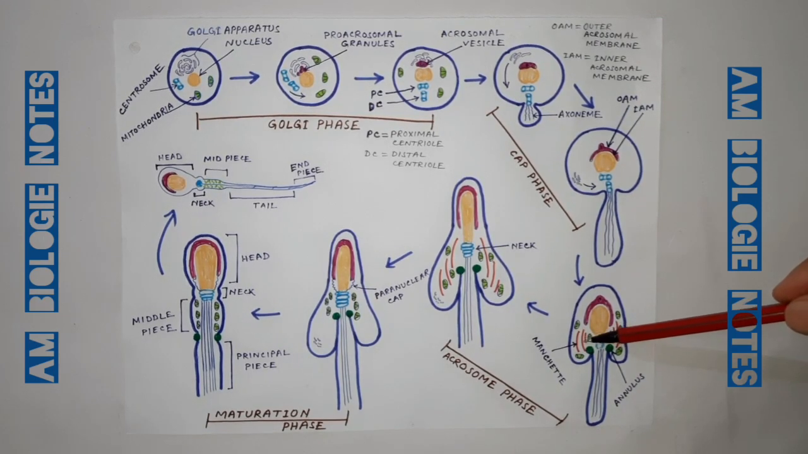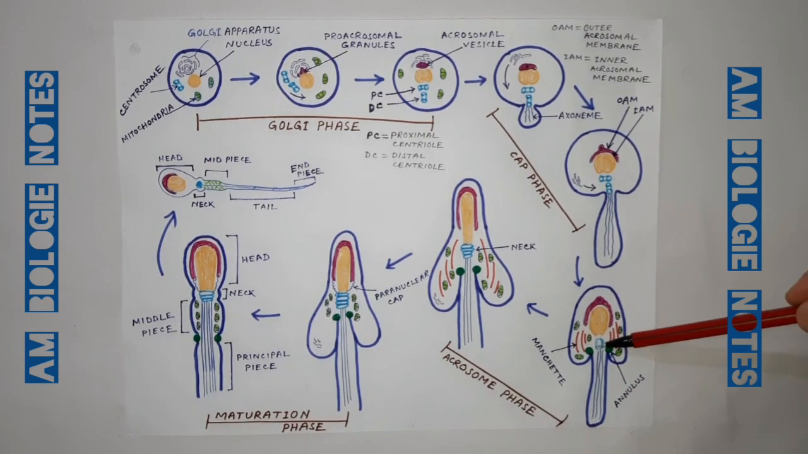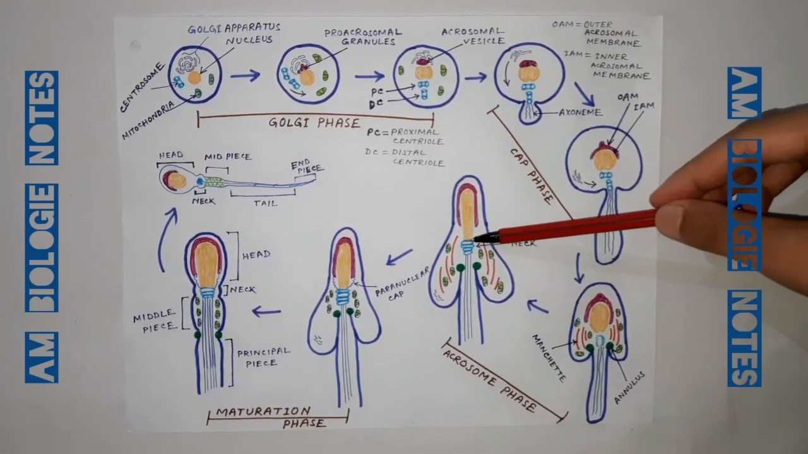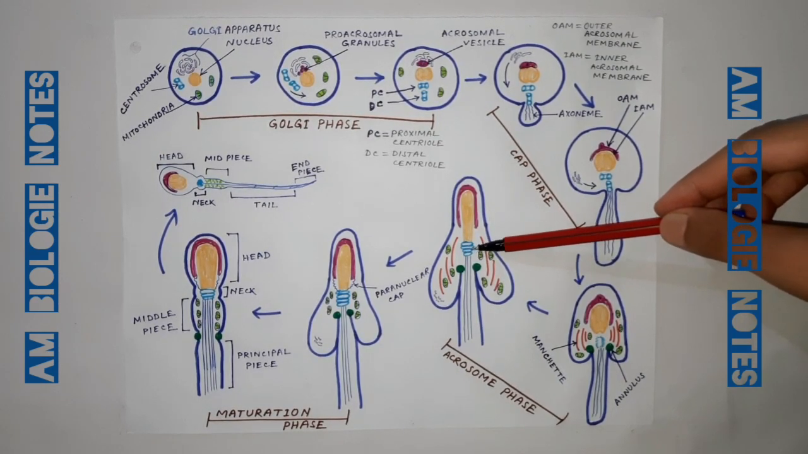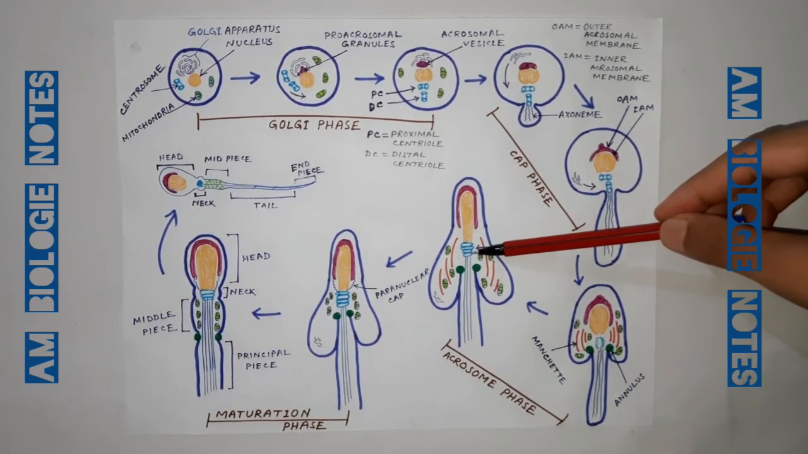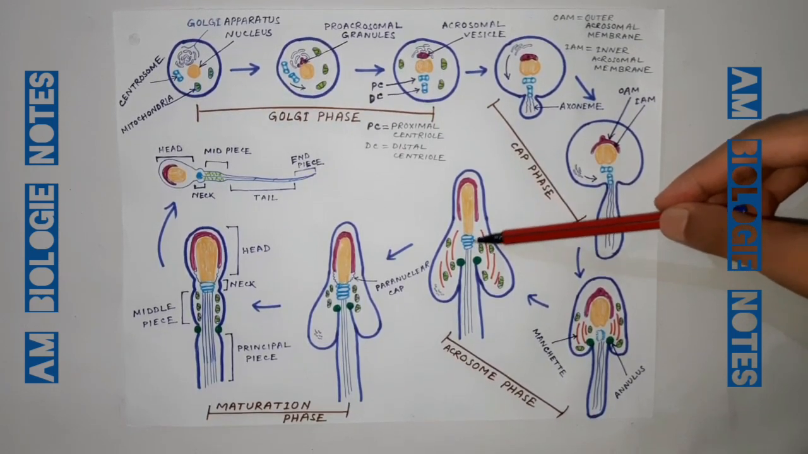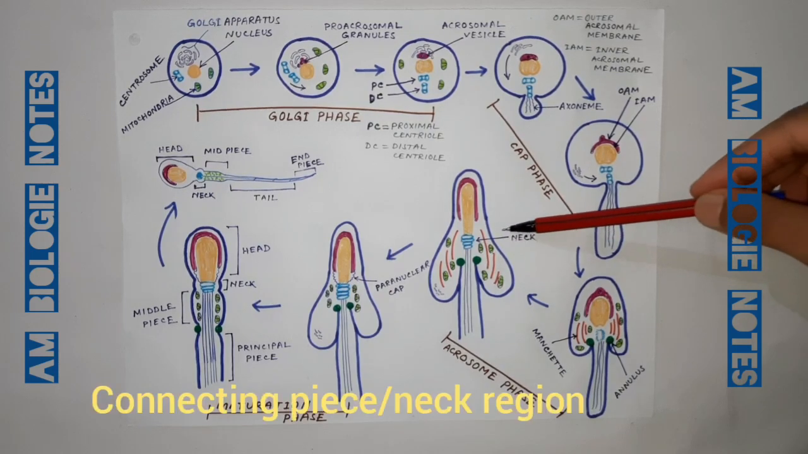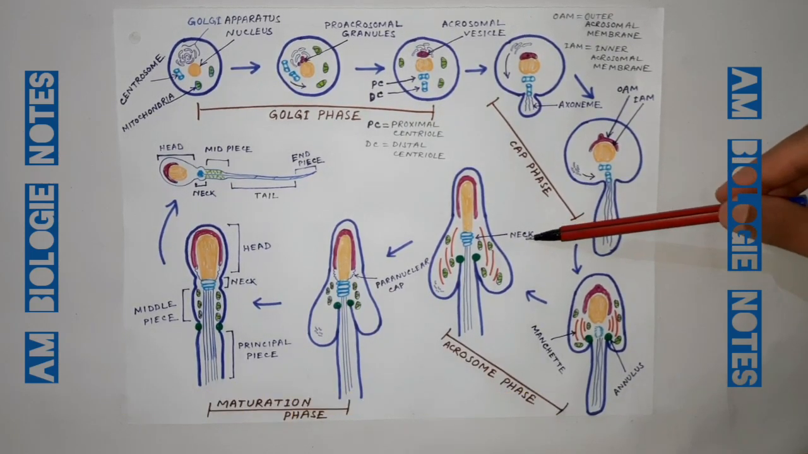The centrioles, which had earlier initiated the development of the flagellum, now move back to the posterior surface of the nucleus, and the immature centriole becomes attached to a shallow groove in the nucleus. They are then modified to form the connecting piece or neck region of the developing sperm.